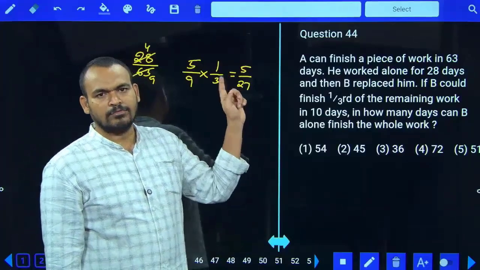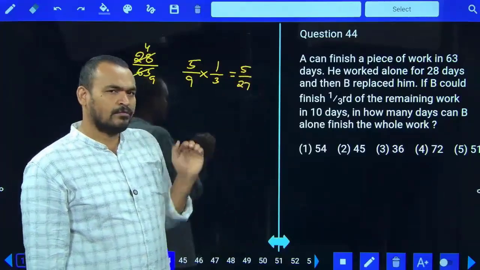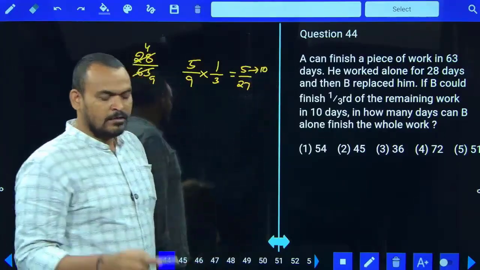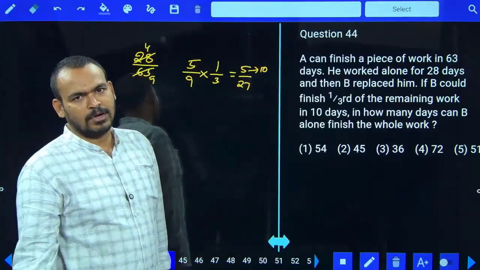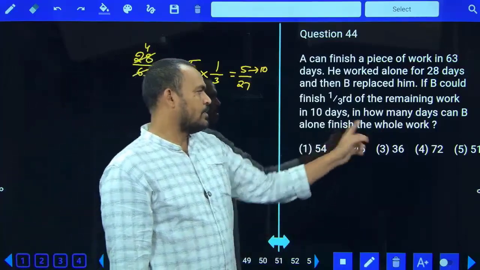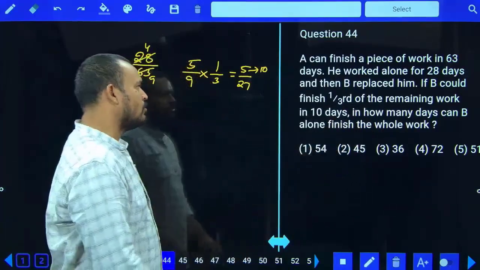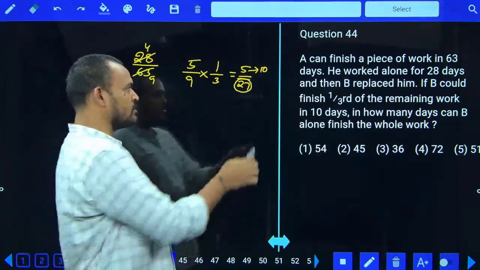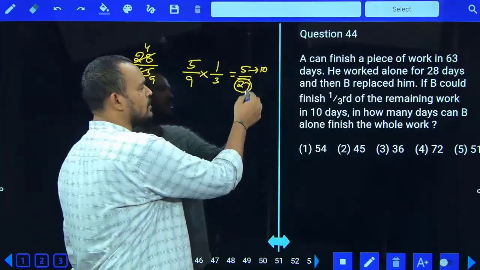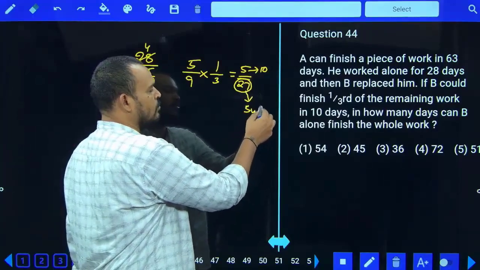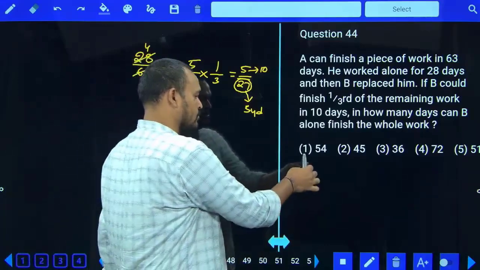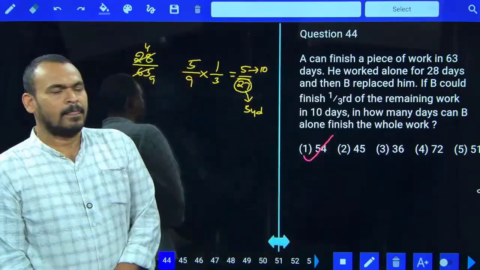What is the meaning? Out of 27 parts, B completed 5 parts. That 5 parts is completed in how many days? 10 days. 5 parts in 10 days, what is the 1 part value? 2 days. But we require B alone to finish the whole work. B's total work is how many parts? 27 parts. 5 parts in 10 days means 27 parts in 54 days. Which option? First one.